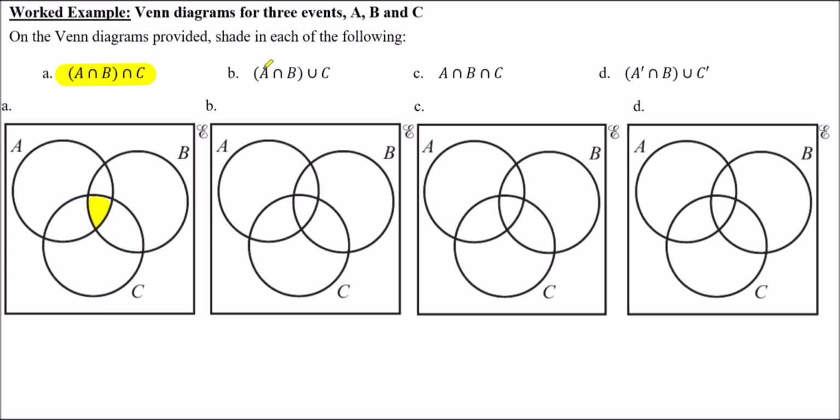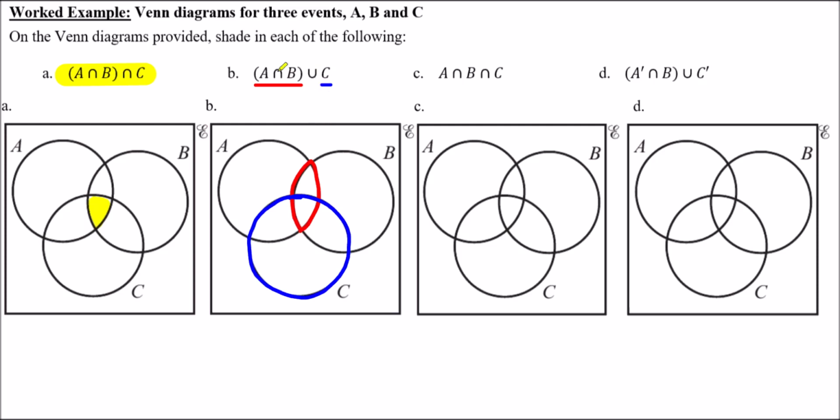This one here looks very similar. The only difference here is the symbol's been switched, but it does make a huge difference. So once again, we're talking about A intersection with B. So again, this is that bit in the middle, which I'll put in red once again. And region C, again, I'll go over the circle C.